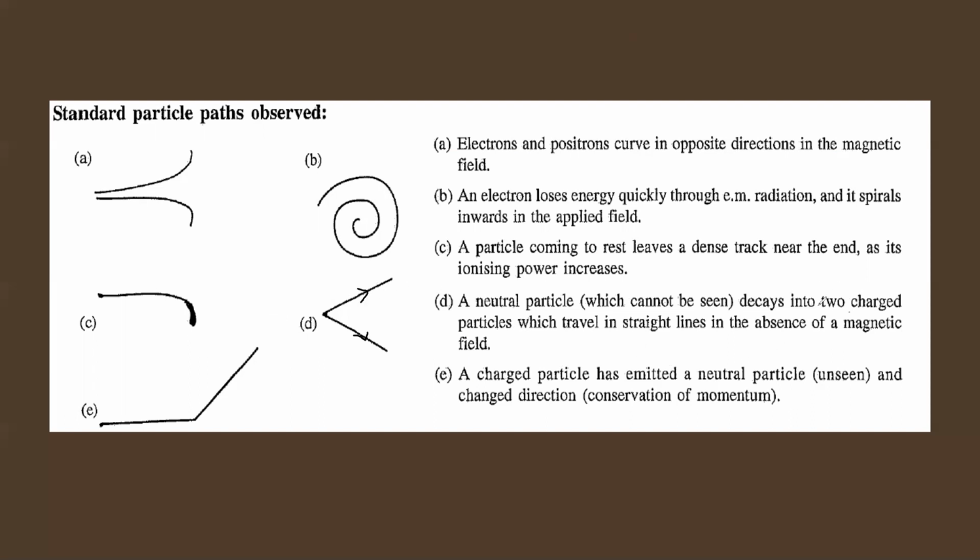So it gives an idea that two charged particles are traveling in a straight line in the absence of a magnetic field, or if there is a magnetic field it would be a curve. But even though there is a magnetic field, the path is not curved, so it shows that they have a high momentum. And the charged particles emitted a neutral particle which cannot be seen, but there should be a neutral particle so that there will be conservation of momentum.